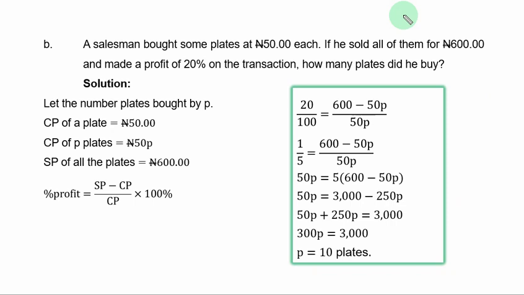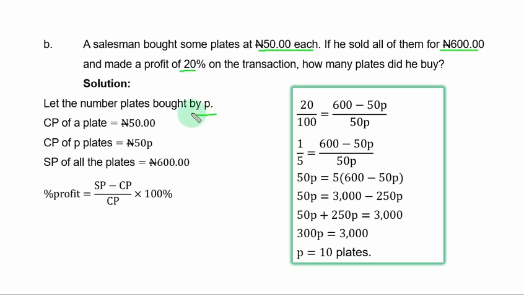Question 4b. A salesman bought some plates at 50 naira each. That is, the cost of one is 50 naira. If he sold all of them for 600 naira and made a profit of 20% on the transaction, how many plates did he buy? Solution: let the number of plates bought be P.